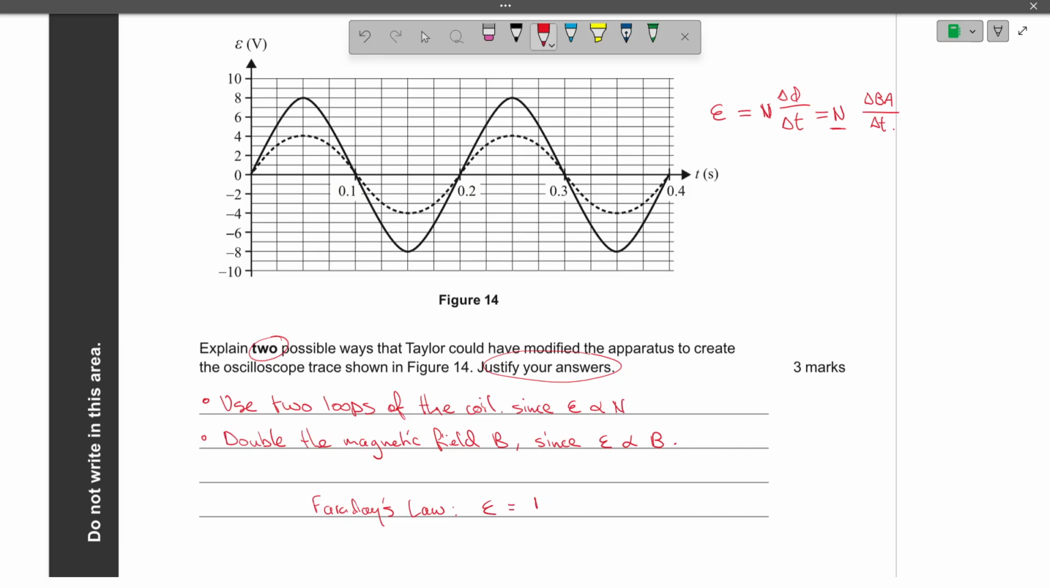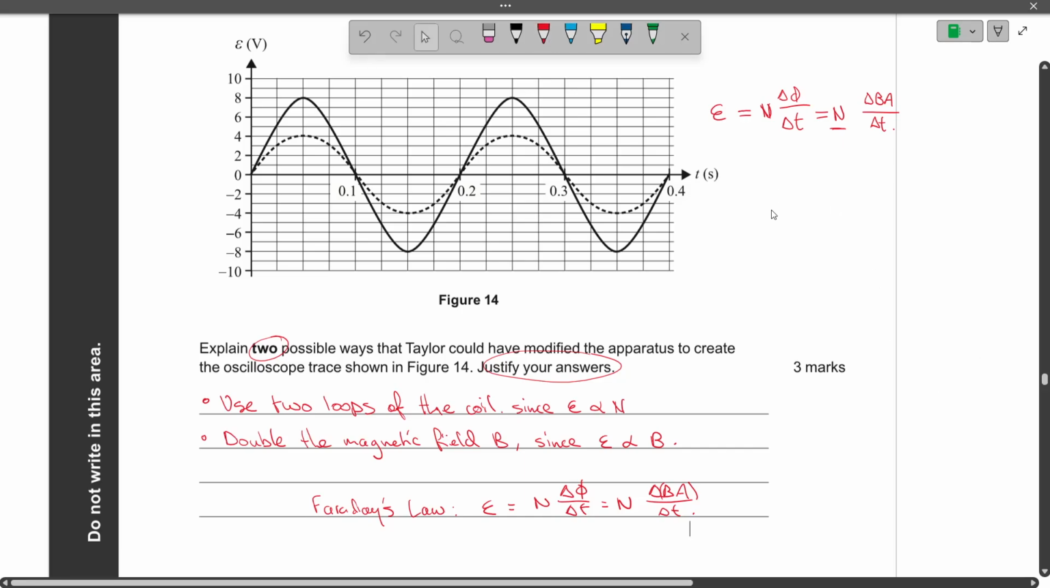EMF is equal to N delta flux over delta T, which is equal to N delta B A over delta T. All right. I don't think there's much else that we could write there to prove to the examiner that we know what we're doing. But I think the main thing is you don't just say use more loops or use a stronger field. You have to be specific. You are doubling the EMF. So you have to say use 2 loops instead of 1, or you double the field strength. And I think that is what they're looking for in order to award those marks.